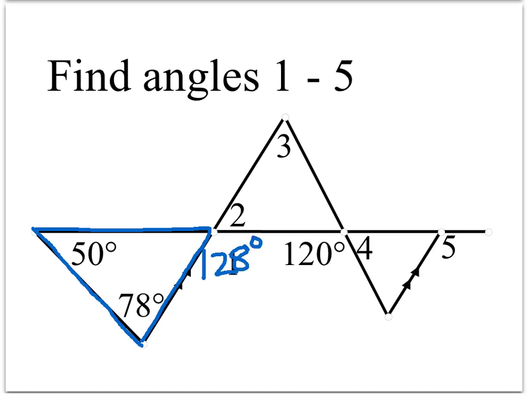Now angle 1 and angle 2 are a linear pair, so I can subtract 128 from 180 to find out what angle 2 is. And so that will give me 52 degrees.